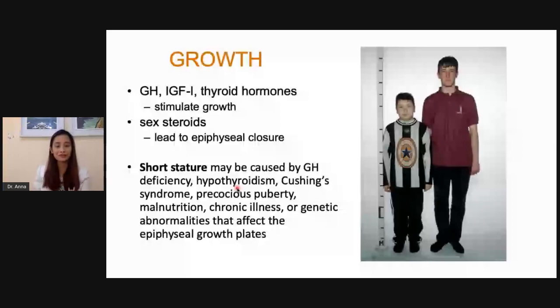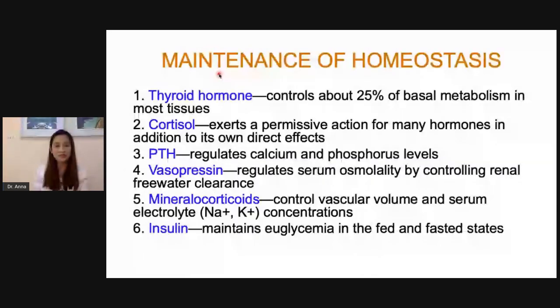In terms of the function of hormones in the maintenance of homeostasis, the hormones involved are, number one, your thyroid hormone, which controls about 25% of basal metabolism in most tissues. You also have your cortisol that exerts a permissive action for many hormones in addition to its own direct effect. So when we go to your adrenal glands, we will talk in more detail about the actions of cortisol in the body.